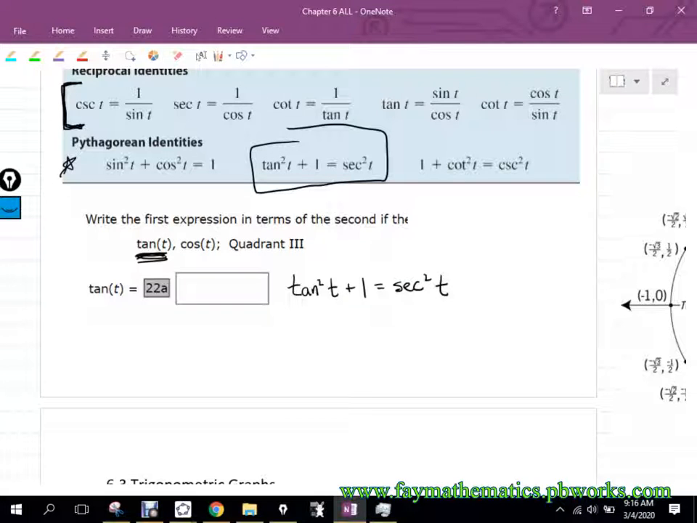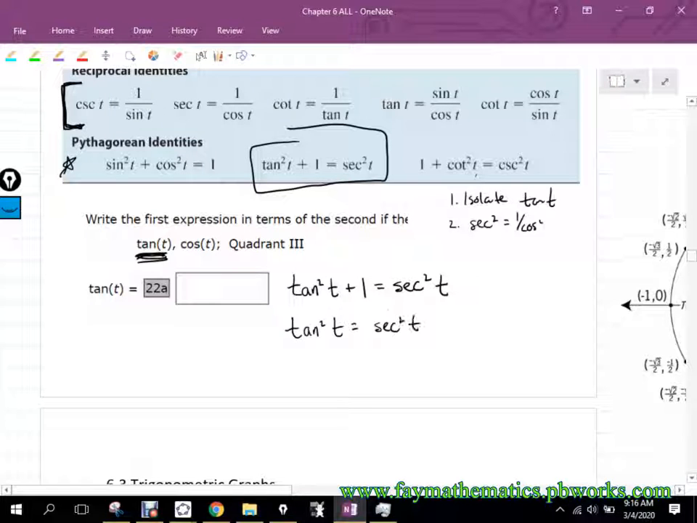Okay. The next two steps are actually independent of one another, meaning you can flip-flop their order. Okay? One step you have to conduct is to isolate tangent. The other step is that you have to substitute secant squared with 1 over cosine squared. Does that kind of make sense? But those can be done in any order. Okay? I'm going to isolate tangent first. So take tangent squared t is equal to secant squared t minus 1.